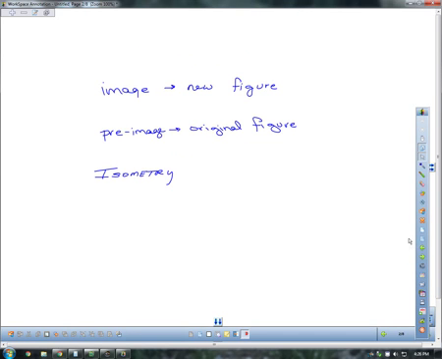So first I wanted to knock out a couple of vocabulary words. An image is the new figure I've created. So if I translate something, I'm looking at its image. The pre-image is the thing before I translate it. It's the original figure.